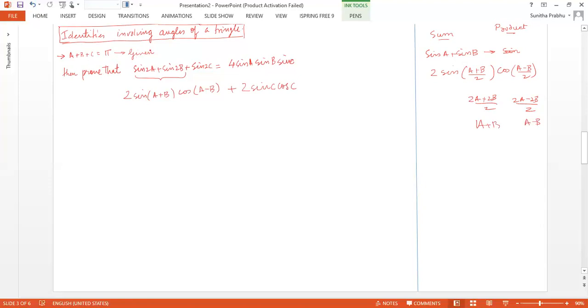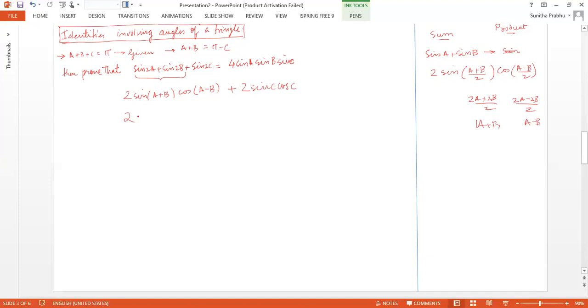Because they're in the same triangle, how can I make use of this? So a plus b is pi minus c. Yes, if I have a plus b, I can always convert this into pi minus c. Good job. So, Nihar, can you please help me in doing that conversion?